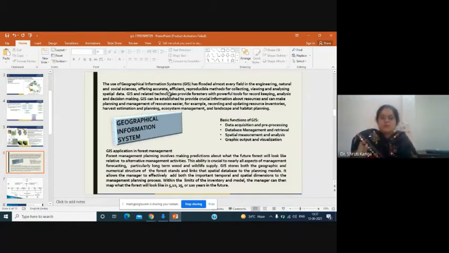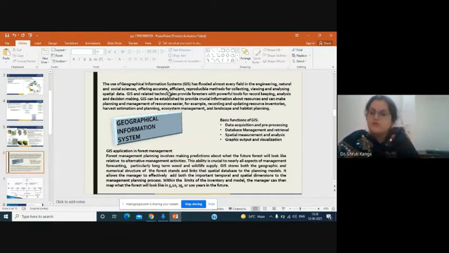So if you talk about the forest resource, how forest planners are being benefited with the different geospatial technology, as this information system helps with various resources and can make planning and management easier. For example, the recording, the data which we record and update.